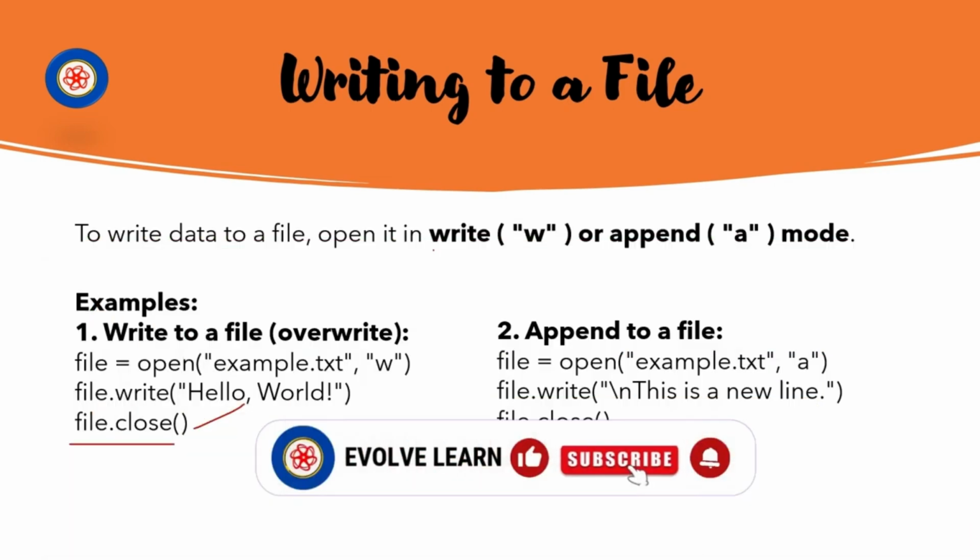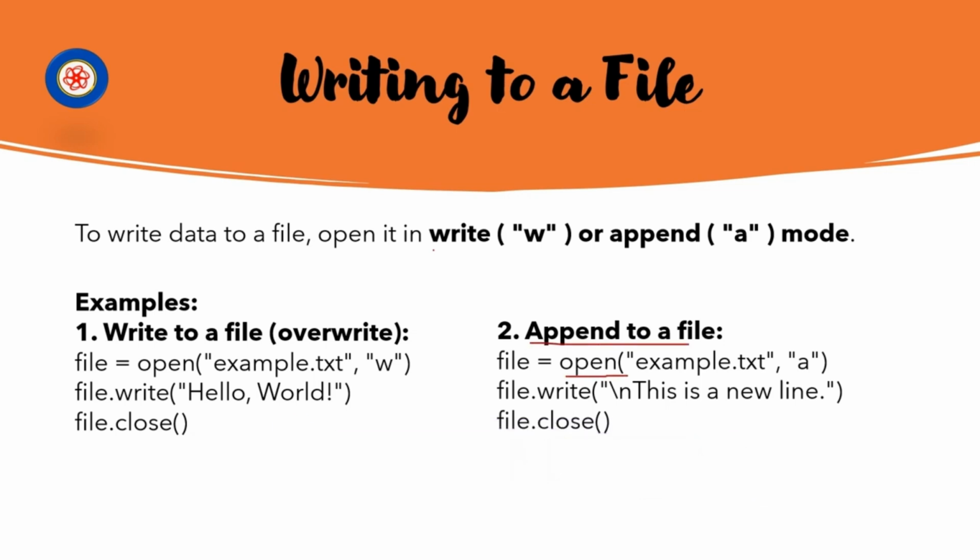Next, to add new data to the file, first we use the open function to open the file using the mode A, which indicates append mode. In the next line, as I have already said, the file.write method is used to write a string to the file. Here \n, this is a new line, is the string that will be written to the file. The \n character adds a new line before the text, ensuring that the new text is added on a new line rather than continuing on the same line.